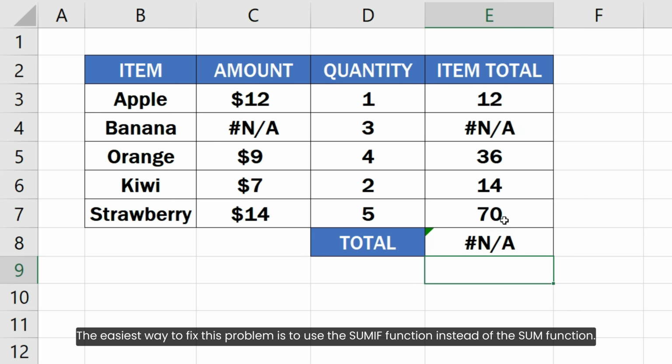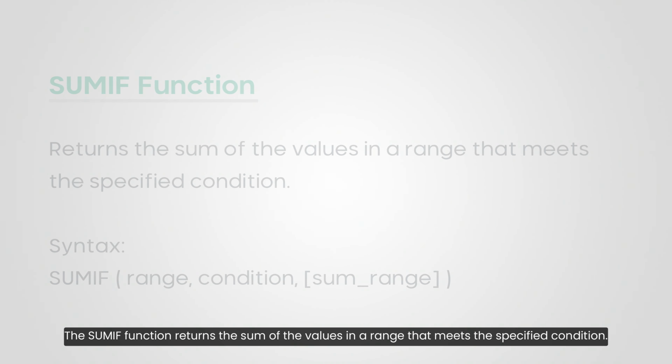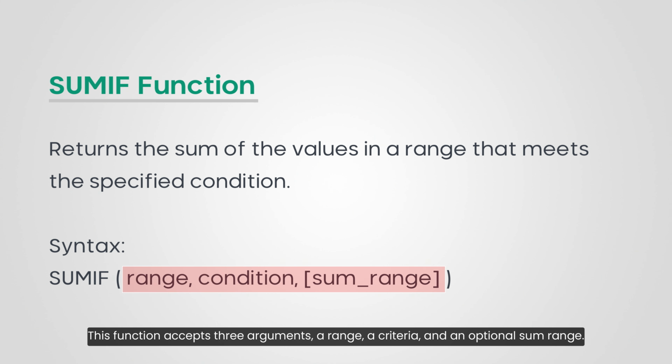The easiest way to fix this problem is to use the sumIf function instead of the sum function. The sumIf function returns the sum of the values in a range that meets the specified condition. This function accepts three arguments: a range, a criteria, and an optional sum range.